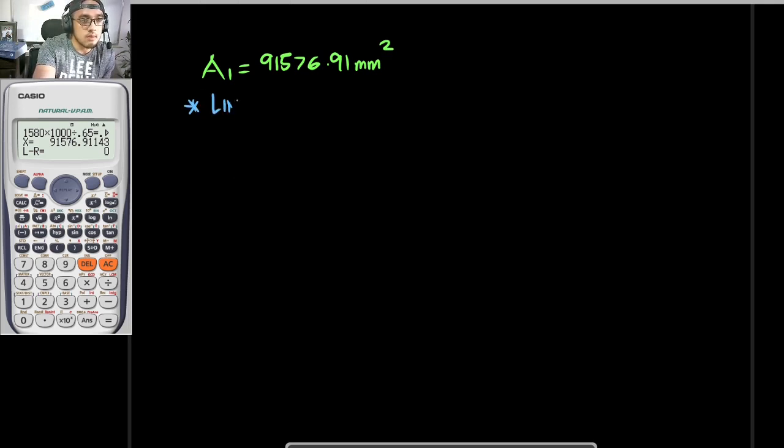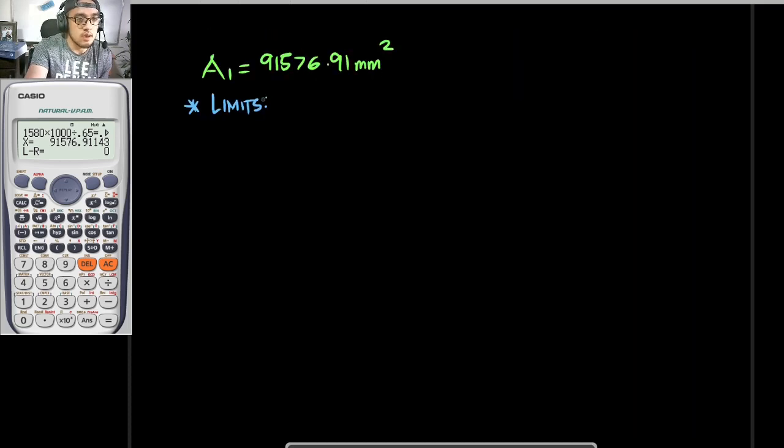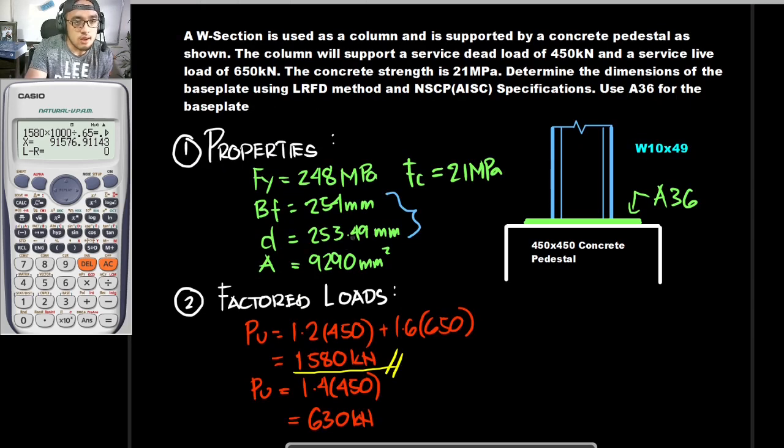So, ang ating limits, if you can remember our limits earlier na dito sa ating values, so BF times D. So, dapat mas malaki ang ating base plate kaysa sa area na ino-occupy ng ating flange. So, BF times D. So, BF times D. And na-realize ko lang na nanggaling na ako doon kanina, hindi ko pa memorize yung ating formula. So, 254 times 253.49.